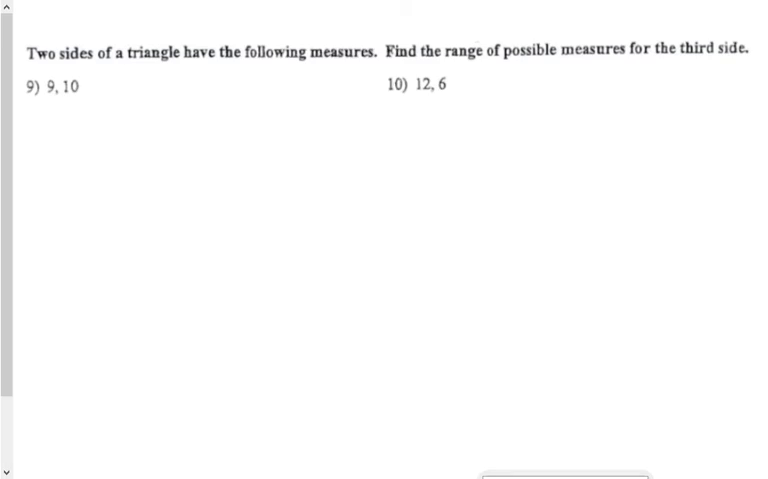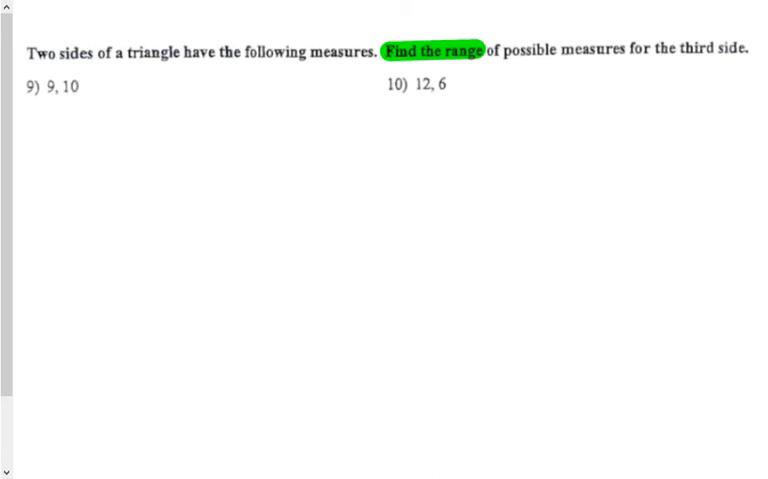All right, so for questions 9 and 10, it asks, two sides of a triangle have the following measures. Find the range of possible measures for the third side. So notice here that it says find the range. Right? Find the range of possible measures. So that means I've got to have a lower value and an upper value to give me that range.